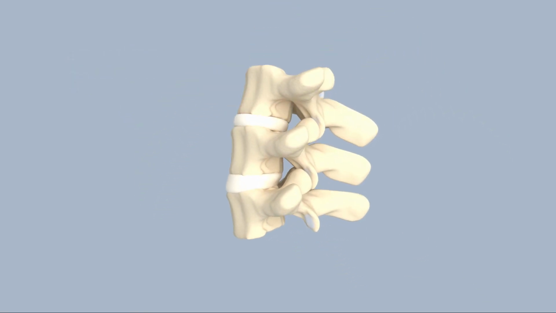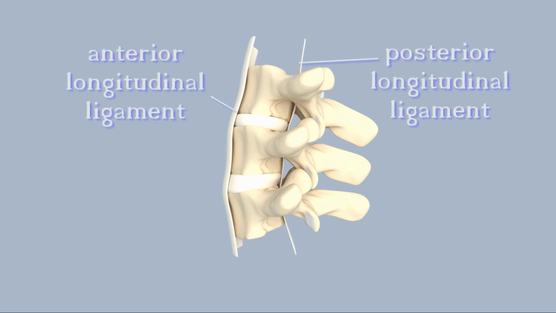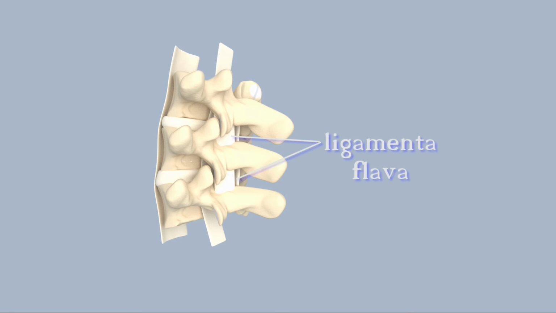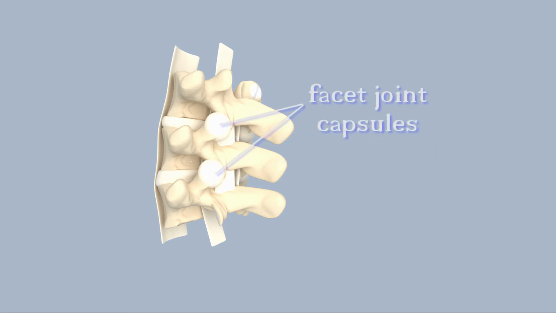Ligaments hold the different parts of the vertebrae together, contributing to the stability of the spine. The anterior and posterior longitudinal ligaments run along the anterior and posterior aspects of the vertebral bodies. The laminae are connected by the ligamenta flava. The facet joints are surrounded by small ligamentous capsules.